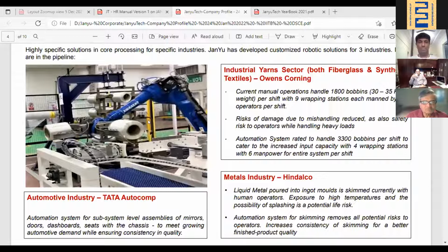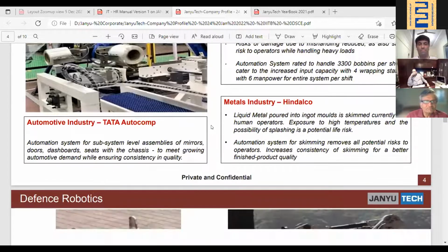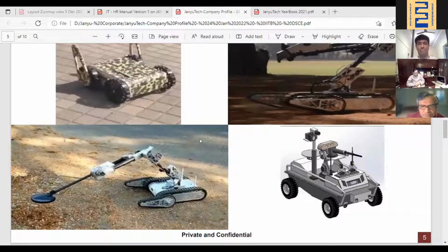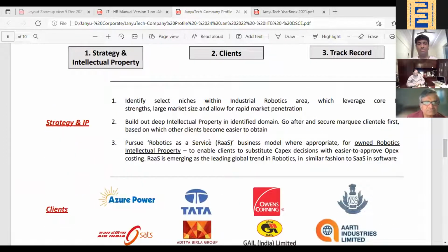As well as in industrial automation, in Hindalco or Ultratech, we are doing some hot metal area robotics, particularly aluminum ingot skimming operations. Into defense, we have primarily three main classes of machines: a small throwable system, a tactical mission system, and a larger UGV which is under development.